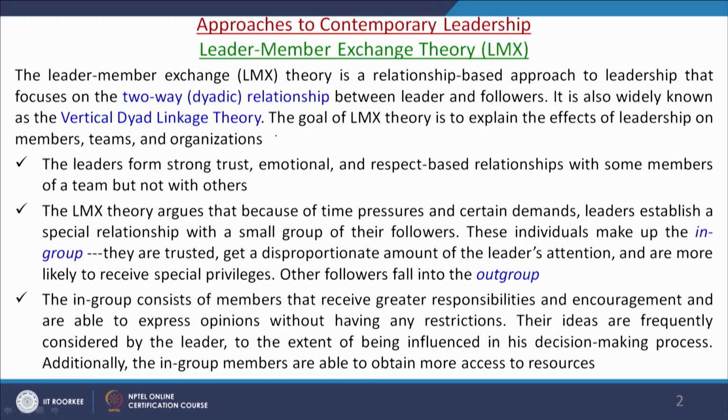Today, I will talk about the contemporary models of leadership which are very much relevant to the present situation, the present organizational state pertaining to rapid changes and technological advancements, to overcome the tough competition that is prevalent in today's market. I will talk about the first approach to contemporary leadership. It is leader member exchange theory.